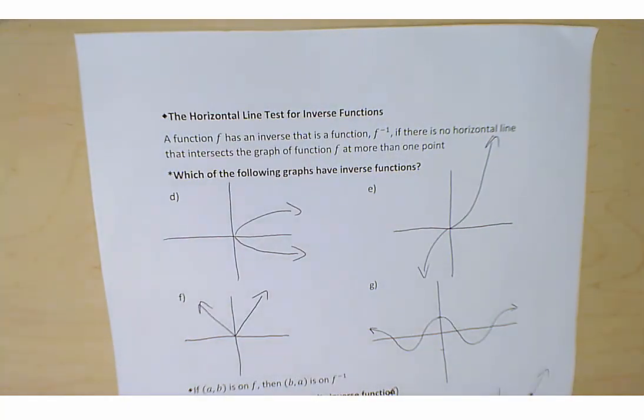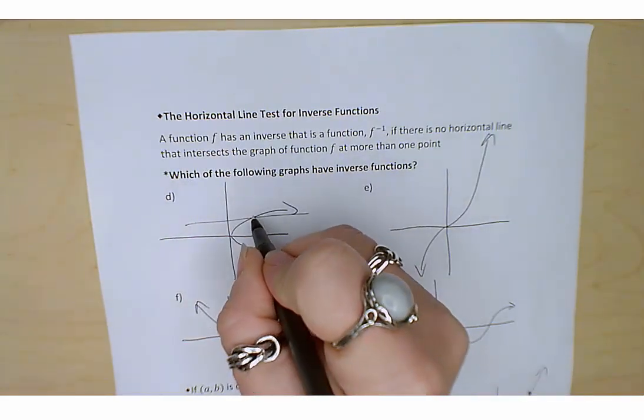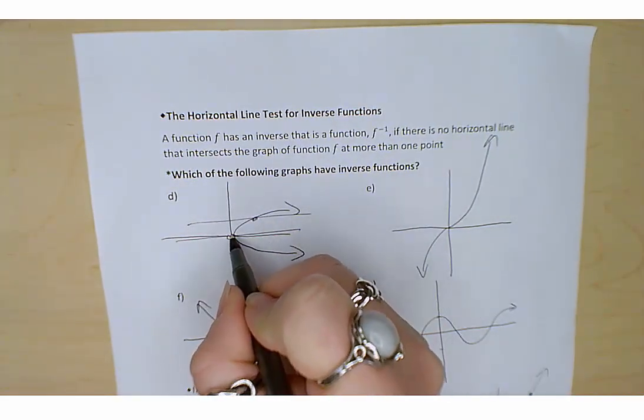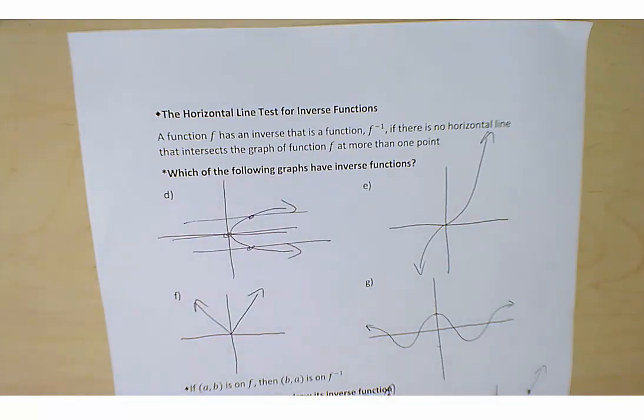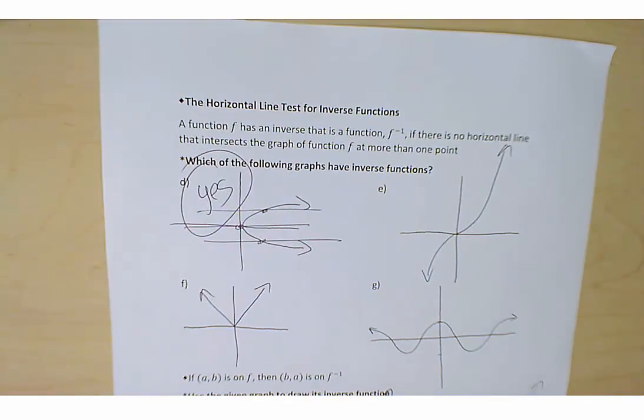Looking at example D right over here. If I draw a horizontal line, it hits one time. Draw a horizontal line, it hits one time. Draw a horizontal line, it hits one time. So there's no more than one intersection there. So this would be a yes.